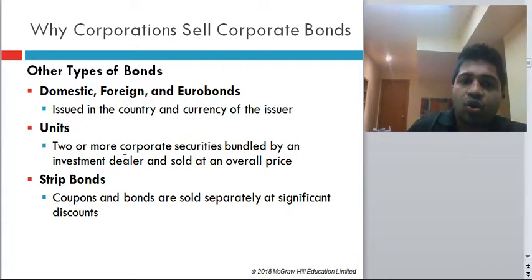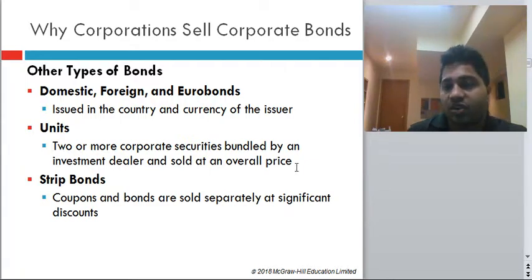Units: two or more corporate securities bundled by an investment dealer and sold at an overall price. So generally they combine bonds and sell them. Strip bonds are also called zero coupon bonds. The coupons of the bonds are sold separately. Zero coupon means they don't pay any coupon rate. You buy a bond at a particular price. Let's say it's a 1,000 face value bond. You buy it at 900 and you redeem it at 1,000. In between, there are no coupon payments.